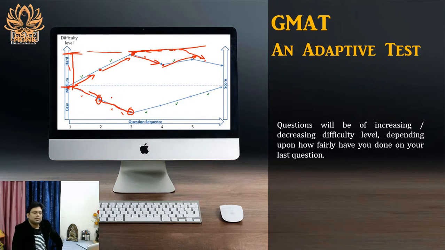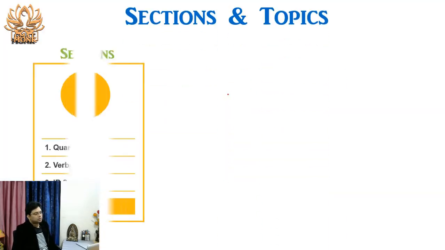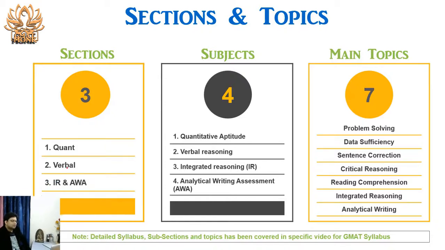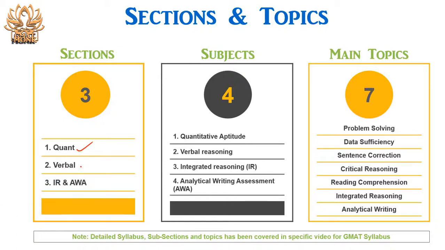So if you are answering difficult questions correctly, then your score will obviously be higher. So let's move ahead. How many sections are there and what are the topics? Basically, 3 sections would be there in the GMAT exam. First would be the quant section, then a verbal section, then an integrated reasoning and analytical writing assessment section.